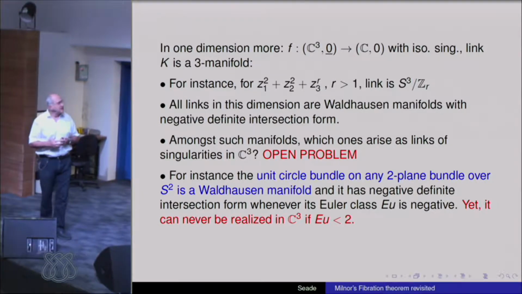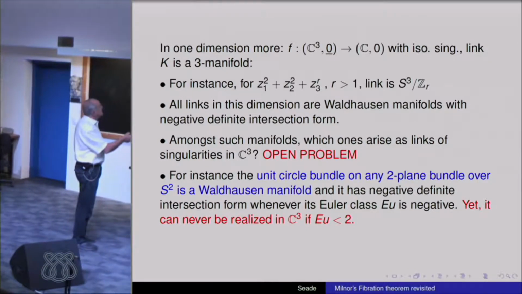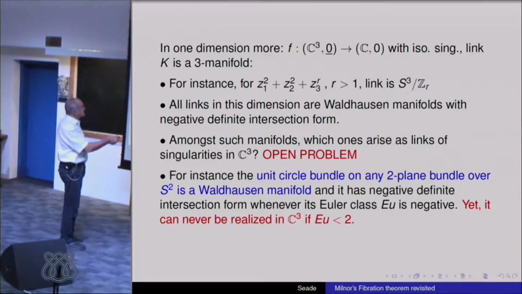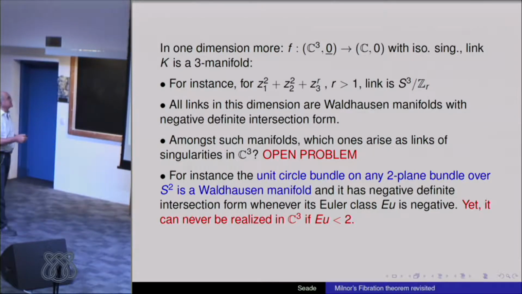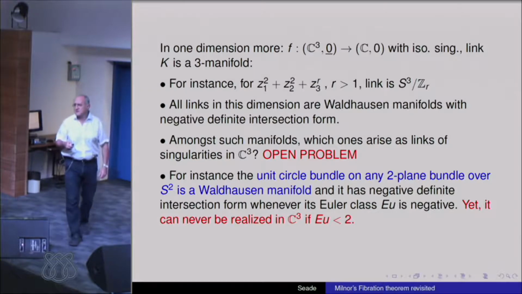So in particular, for example, if we take this particular example in 3 complex variables, this was studied by Felix Klein in the 19th century. And then he showed, with different words, he was not speaking about the link and so on.